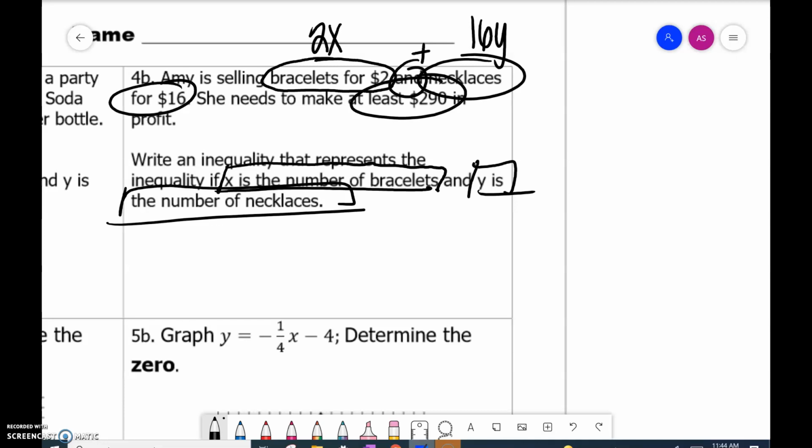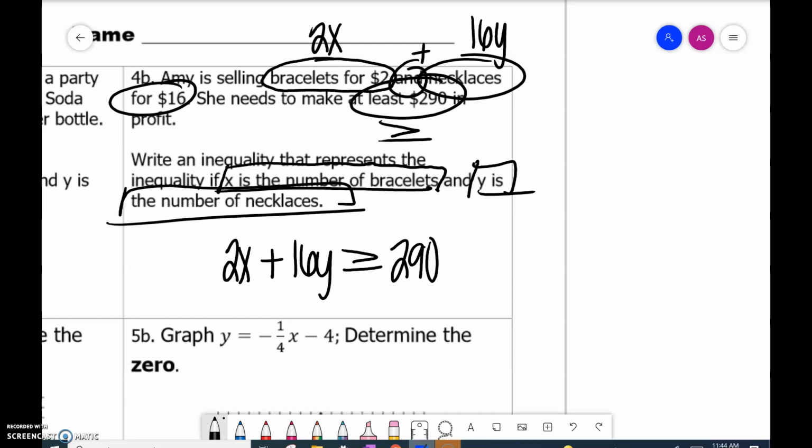And then it says at least. So let's talk about that at least. If I say I want at least something, that means I want either that amount or I want more. Okay, so that sign for at least is going to be greater than or equal to. Now I'm just going to put everything together and my answer is going to be 2X plus 16Y is greater than or equal to 290. And that's it.